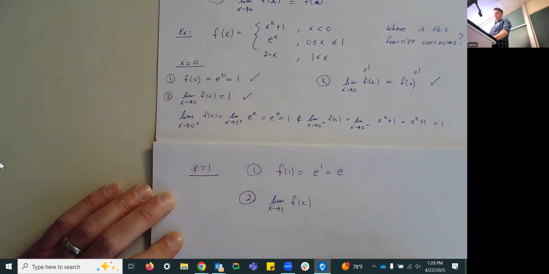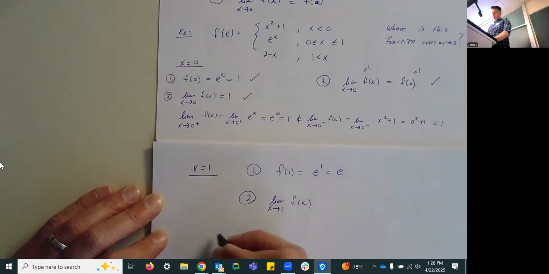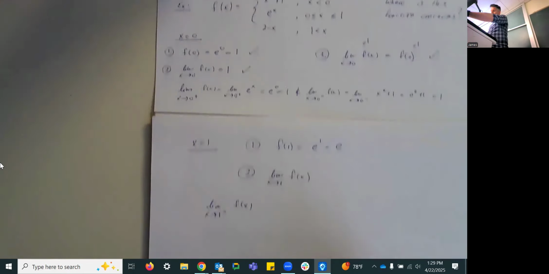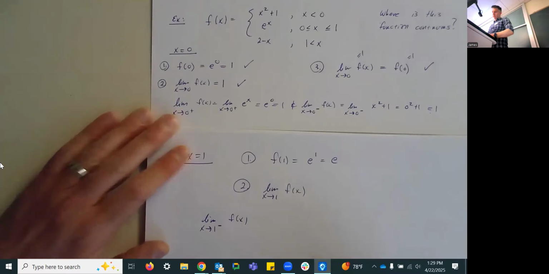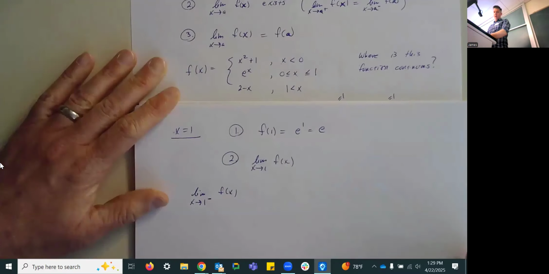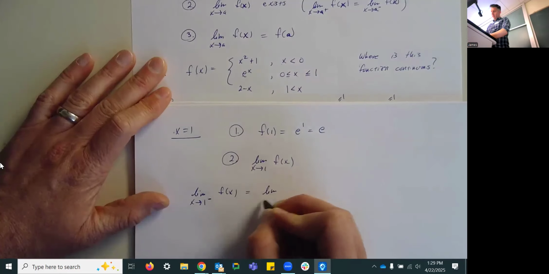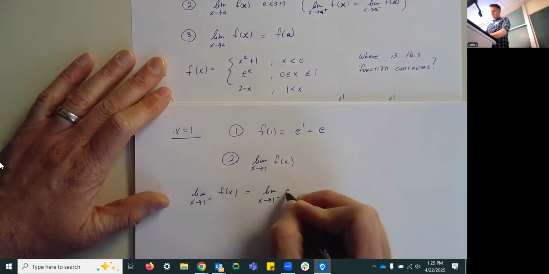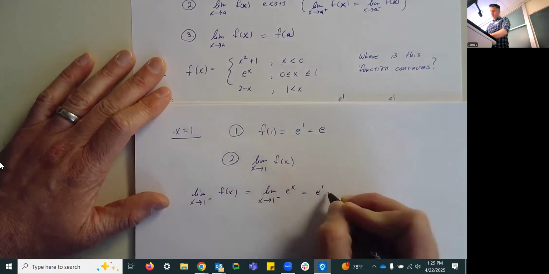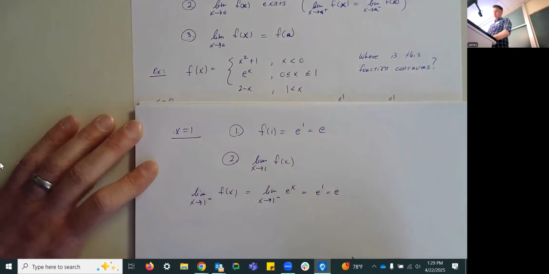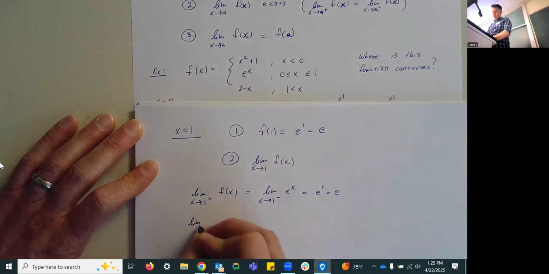Again, we're going to look at each of the one-sided limits. So the limit as x approaches 1 from the left-hand side, we're going to use where x is just a little bit smaller than 1. So that's still going to be the e to the x part. That's the limit as x approaches 1 from the left, e to the x, which is e to the 1, which is e.